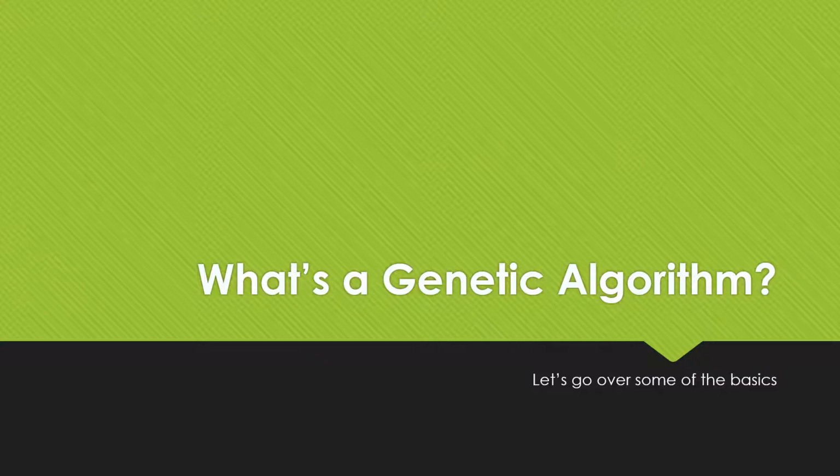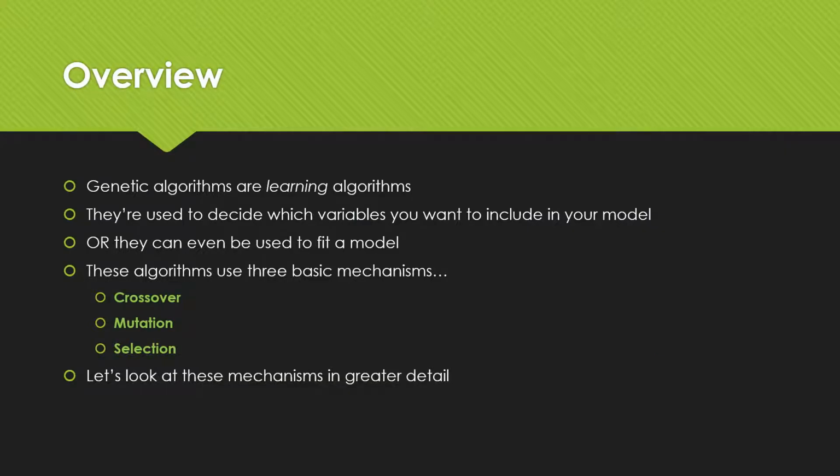So what exactly is a genetic algorithm? Let's go over some of the basics in the terms that we're more familiar with. They're learning algorithms, kind of like gradient descent, but different in many respects. So they're typically used to decide which variables you want to include in your model when you have a lot of different variables. They're also used in some cases to fit a model, so they're used to determine the different coefficients you should be using for these variables. But in our case, we're not going to be exploring that. And the last thing I want to mention is that these algorithms use three basic mechanisms called crossover, mutation, and selection, which we're going to look at in greater detail now.